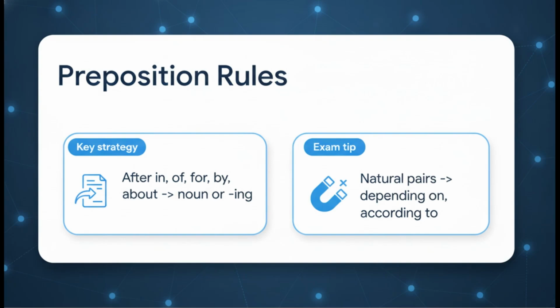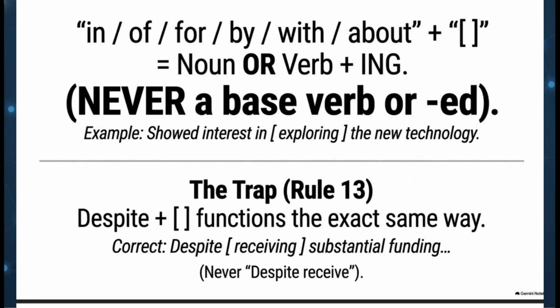Prepositions are those tiny connecting words like in, of, for, by, and about. After these or after the word despite, never use the first form of a verb. Always choose a noun or an ing word. For example, interest in exploring, never interest in explore.